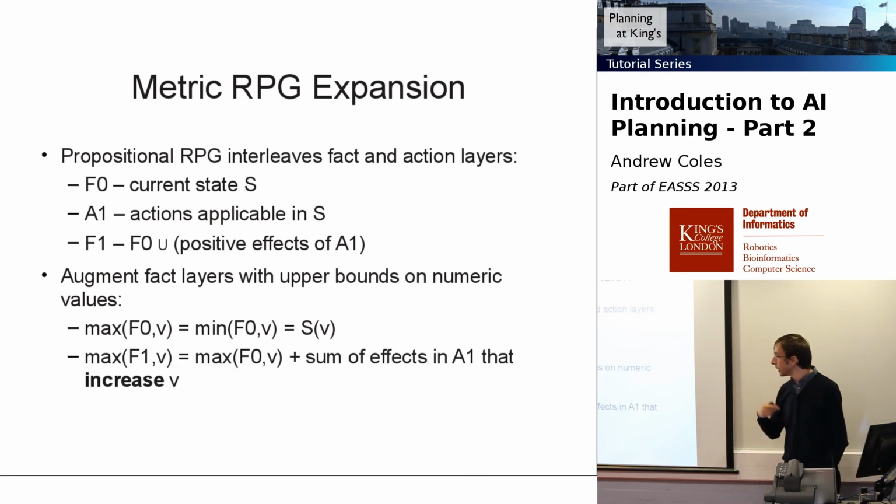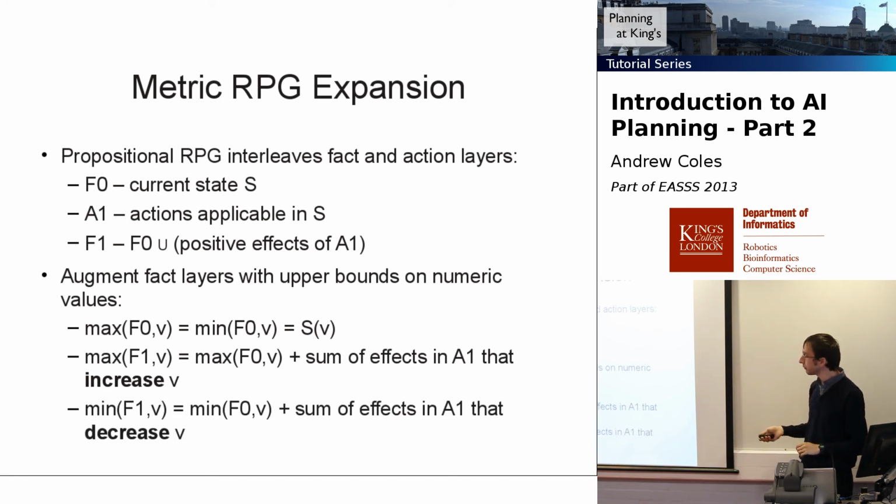What we then say in the next fact layer, the value of v, the upper bound on v, is whatever this upper bound was in the previous layer, plus all the ways we can possibly increase it using actions from the previous action layer. So it's taking all the possible increases, adding them together and saying, right, let's be optimistic, it's as much as we had before, plus the biggest possible increase we can get, and that's going to give us our new upper bound. And the same idea, our new lower bound is the lower bound we had before, plus the biggest possible decrease we can make on v using the actions in the previous layer.